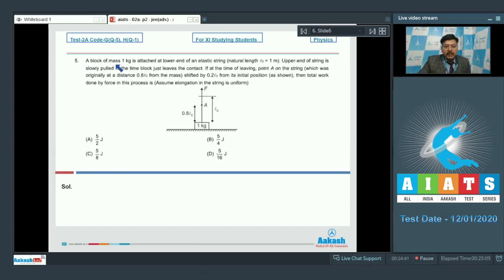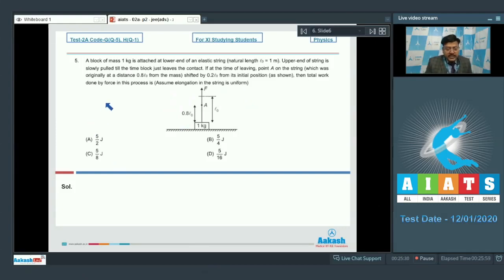Question 5 says a block of mass 1 kg is attached at the lower end of an elastic string. Natural length L0 is 1 meter. The upper end of the string is slowly pulled till the time the block just leaves the contact. If at the time of leaving, point A on the string, which was originally at a distance 0.8 L0 from the mass, shifted by 0.2 L0 from its initial position as shown, then the total work done by the force in this process is, assume elongation in the string is uniform. And this is the diagram given, and these are the options given to us.